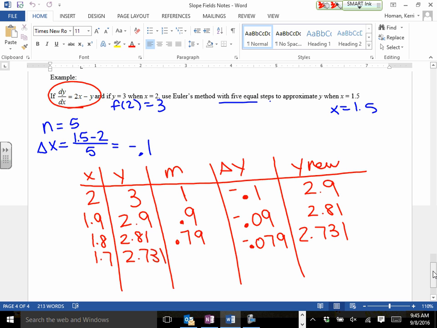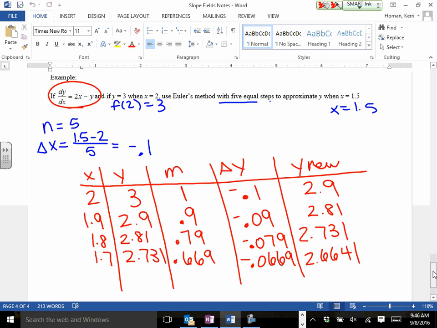0.669. We take our slope times delta x to get negative 0.0669. And our new y value is 2.664.